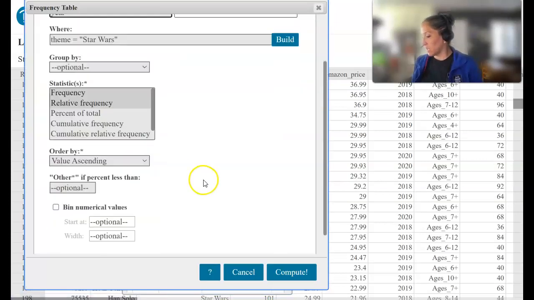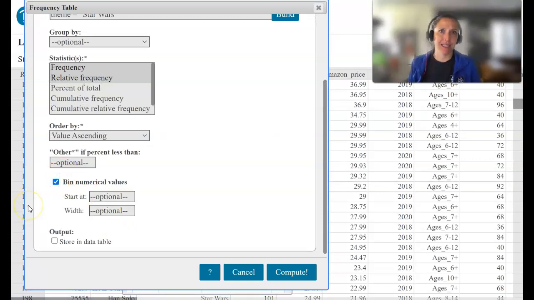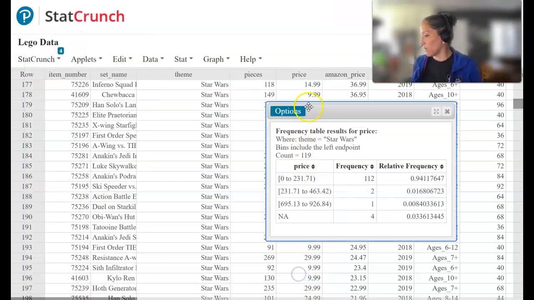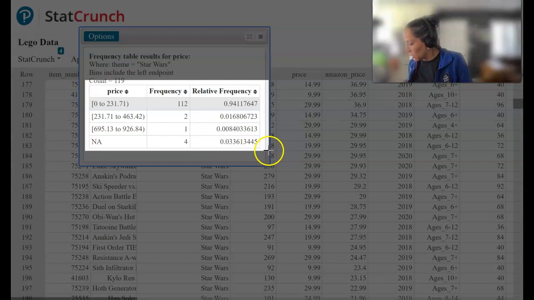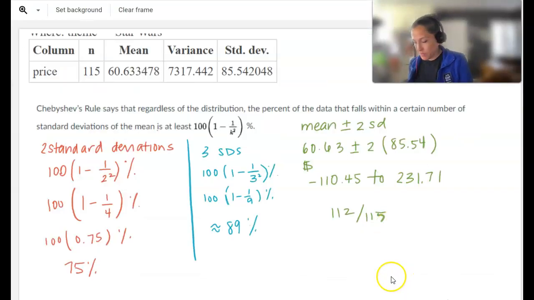So I'm going to change this, and I'm going to say bin numeric values, because price is not categorical. That's basically asking it to act like a histogram. I'm going to have it start at 0, and it's a little silly, but I'm going to have it bin until I get to 231.71. This will basically make my first bin all the things I'm interested in. So it should tally up everything that costs from 0 to $231.71.